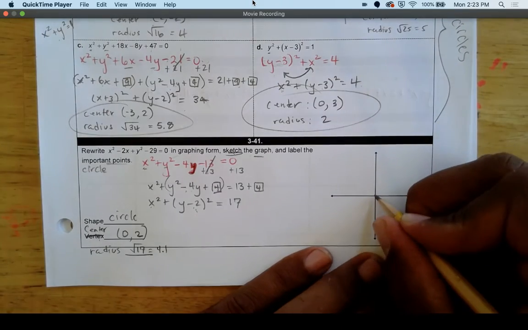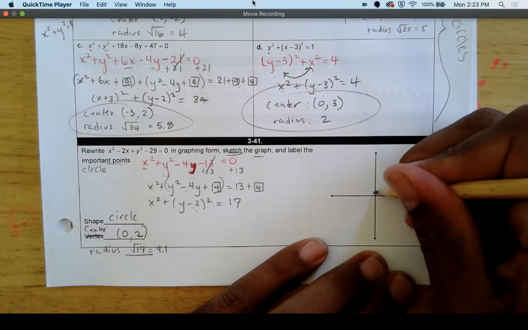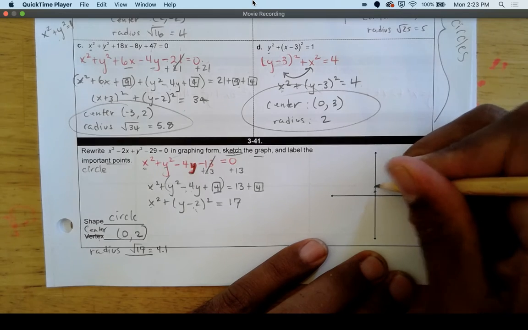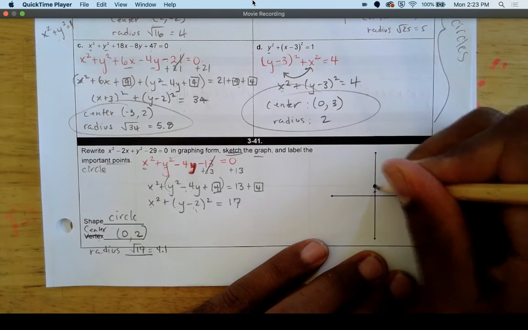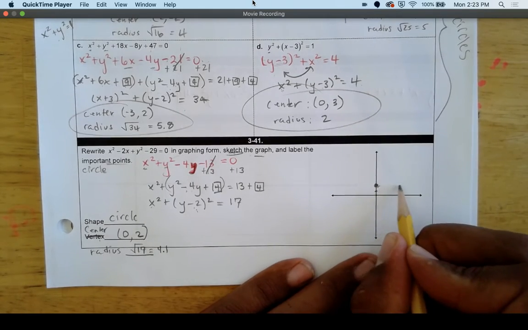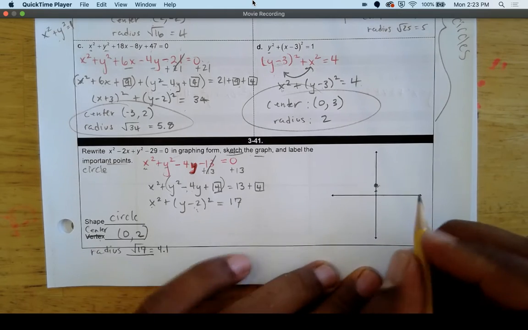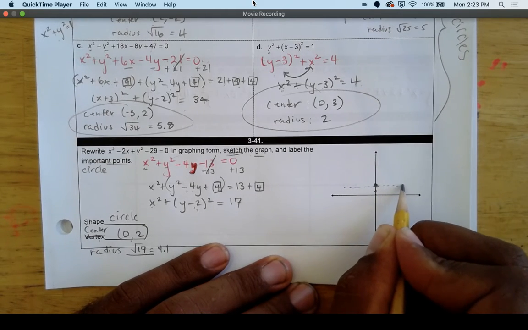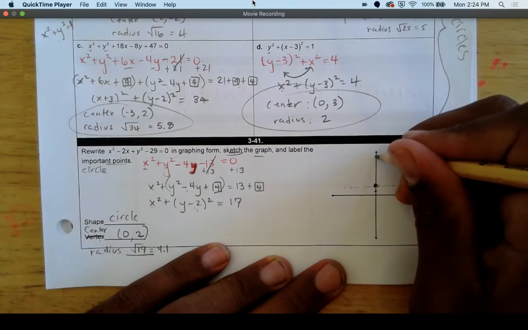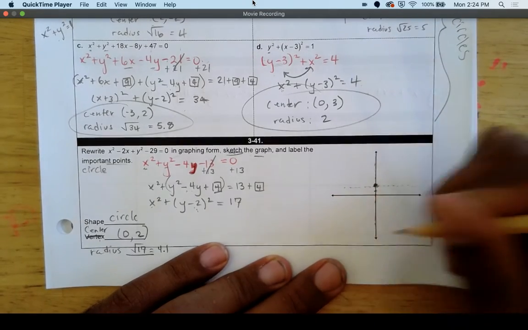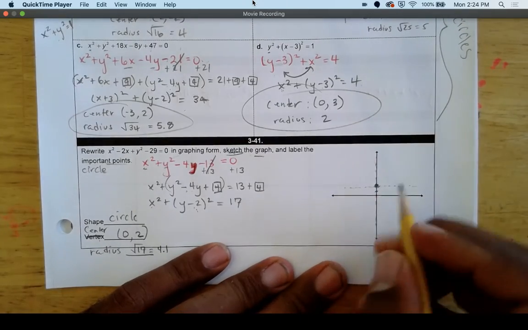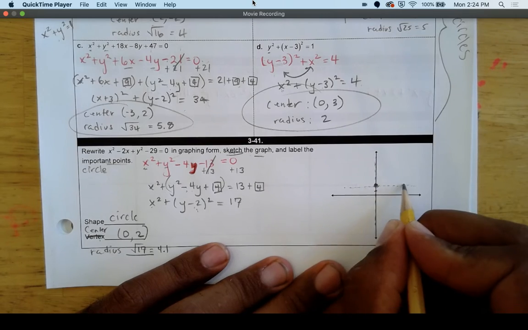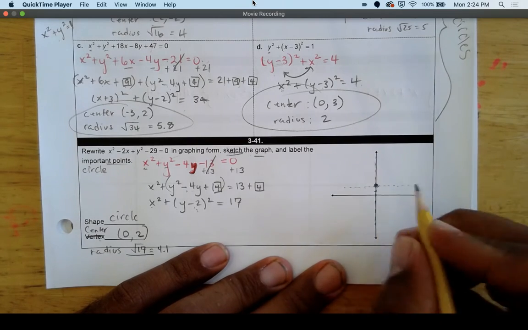So first, let's draw where the center is. So 0, 2. So it's up on the y-axis right there. And I know that I'm going to have to go 4 in every direction. So what I'm going to do, this might be helpful to you guys, is draw these little lines, almost like lines of symmetry, because with the radius, I go 4 to the right, 4 up, 4 left, 4 down.